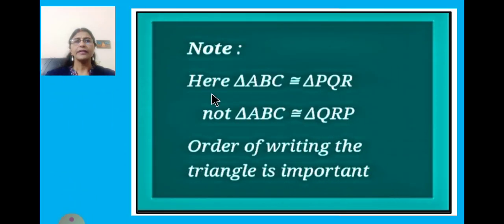Here you note triangle ABC is congruent to triangle PQR. Not triangle ABC is congruent to triangle QRP. You cannot change the order. Order of writing the triangle is important.